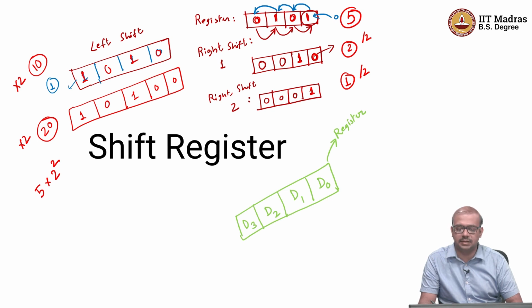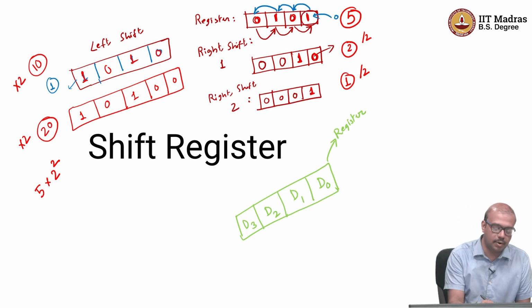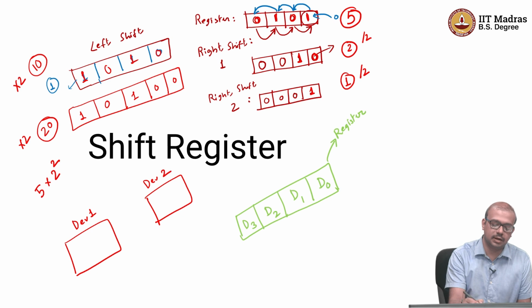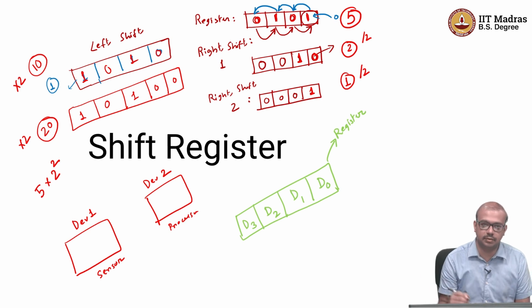There are many other applications. For example, shift registers would also be used for inter-device communication, right? So let's say you have one device, say this is device 1, and you have another device, device 2, right? Device 1 could be a sensor device, and device 2 could be some kind of a processor. So it could be an IoT processor or something. It's a temperature sensor sending data to the processor, right?